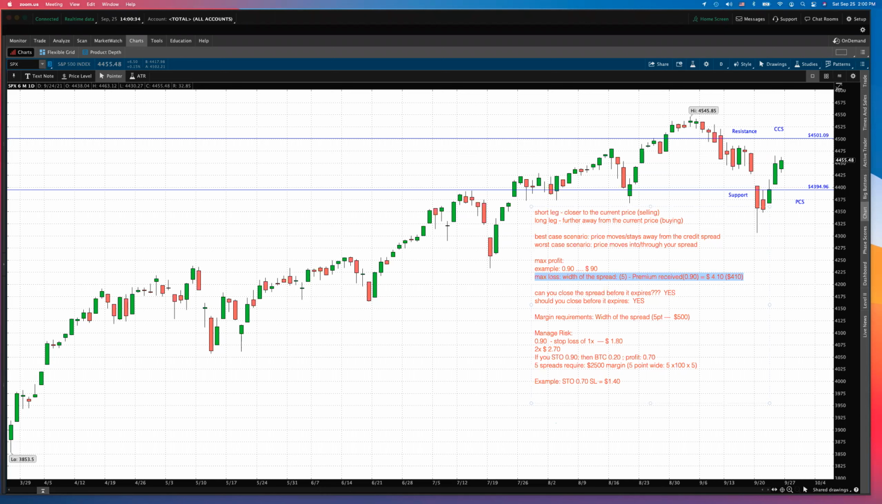So the question is, what is your target profit? Let's do an example here and say you're trading 5 spreads and you want to make $250. Then you're just looking for 50 cents, right? Right. And how do you get 50 cents out of 90? You buy it back at 40. Right. Times the 5 spreads, you've got your $250.